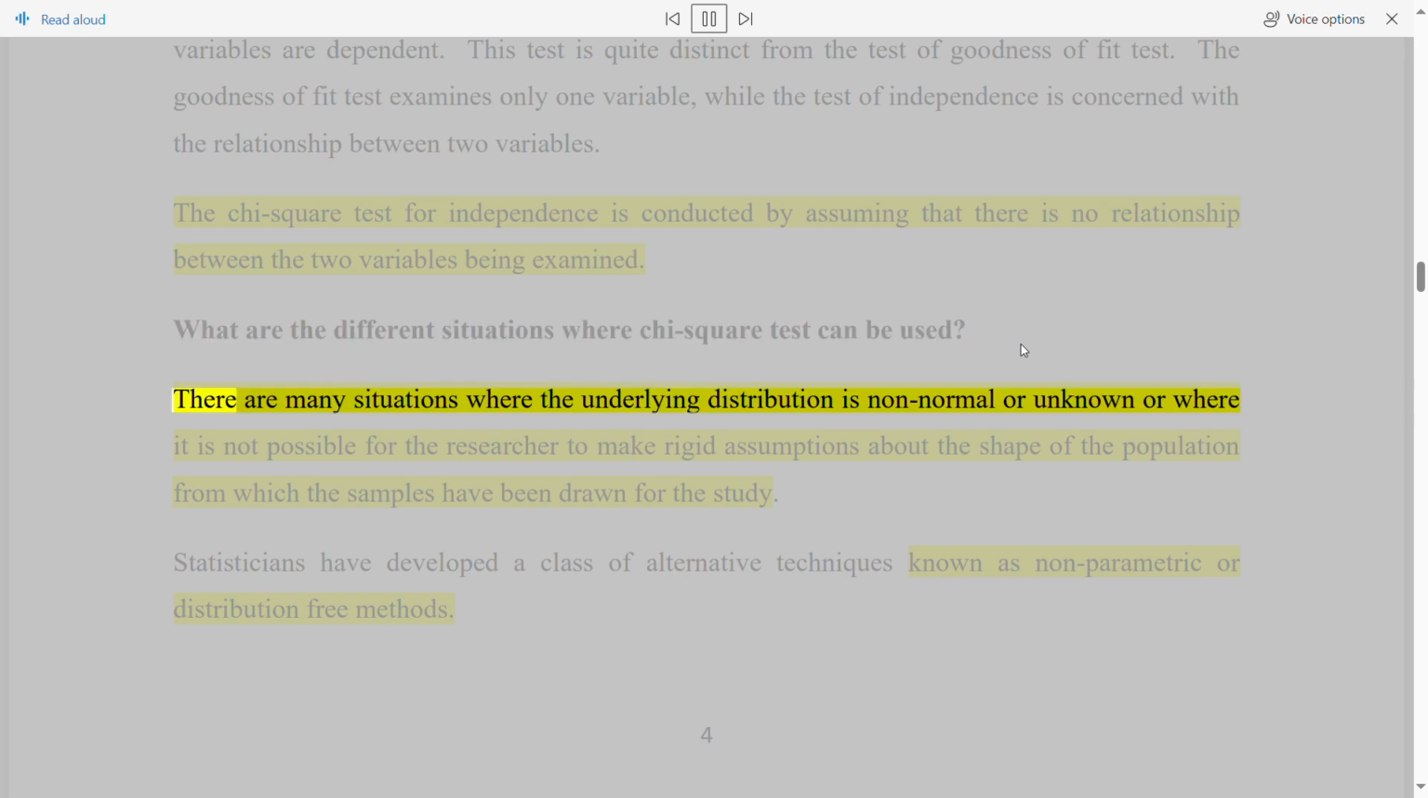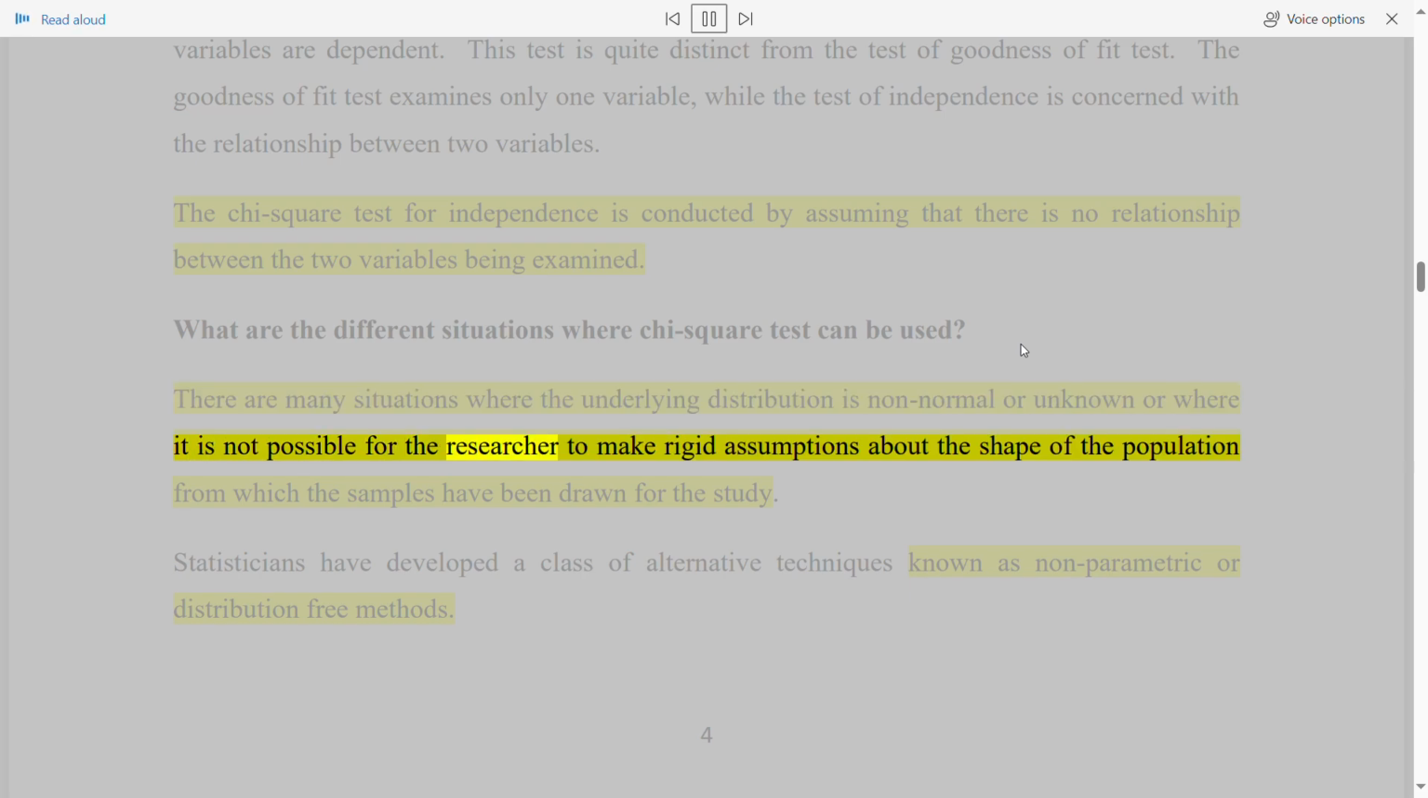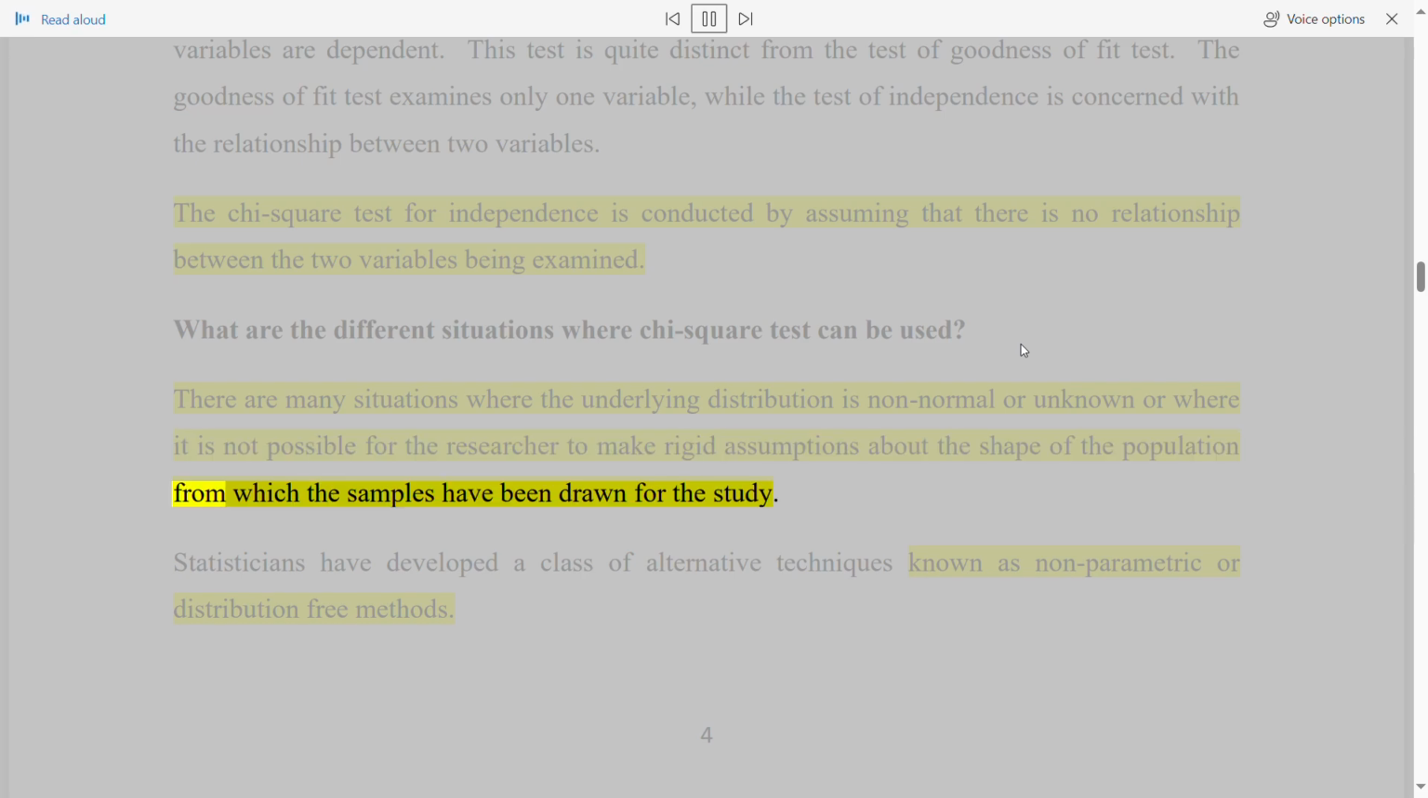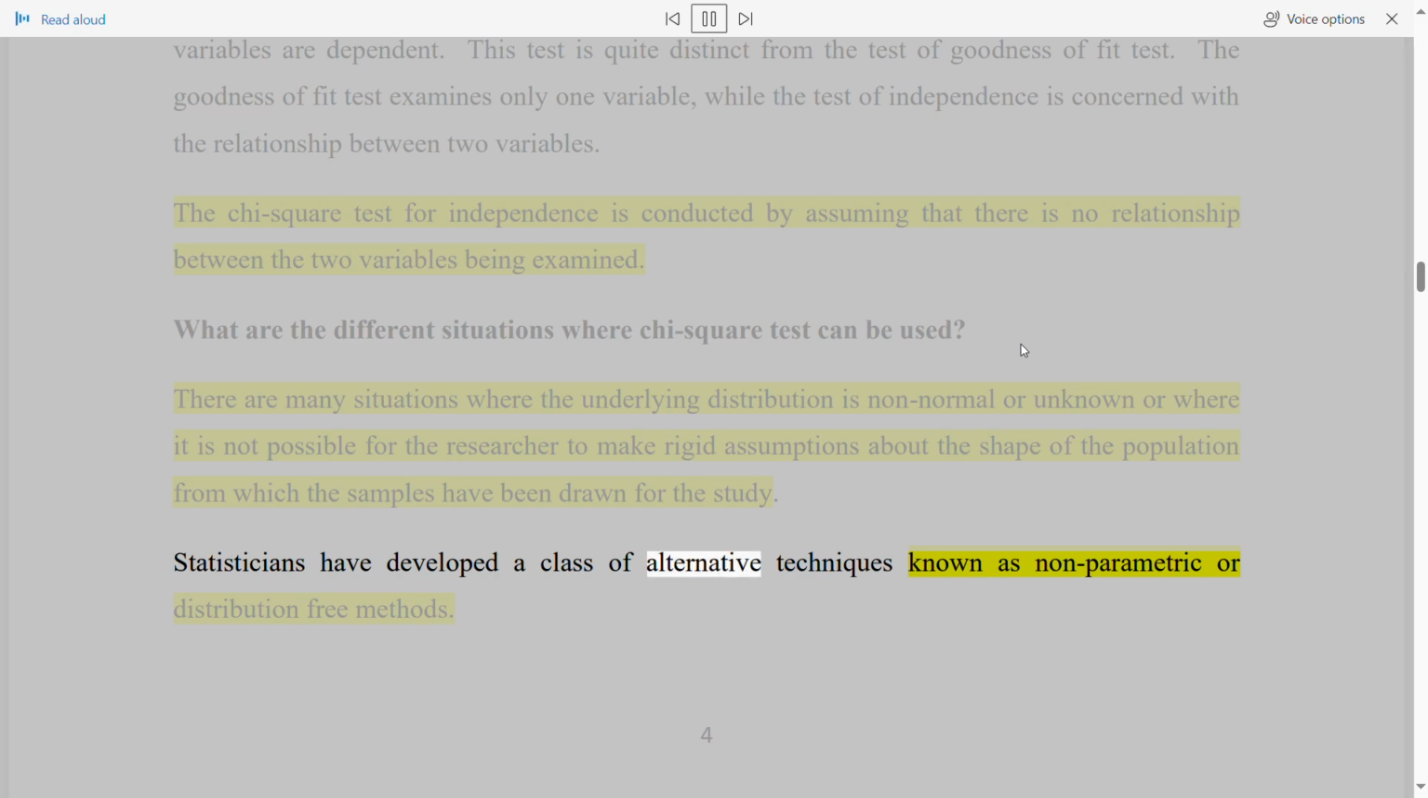There are many situations where the underlying distribution is non-normal or unknown, or where it is not possible for the researcher to make rigid assumptions about the shape of the population from which the samples have been drawn for the study. Statisticians have developed a class of alternative techniques known as nonparametric or distribution-free methods.